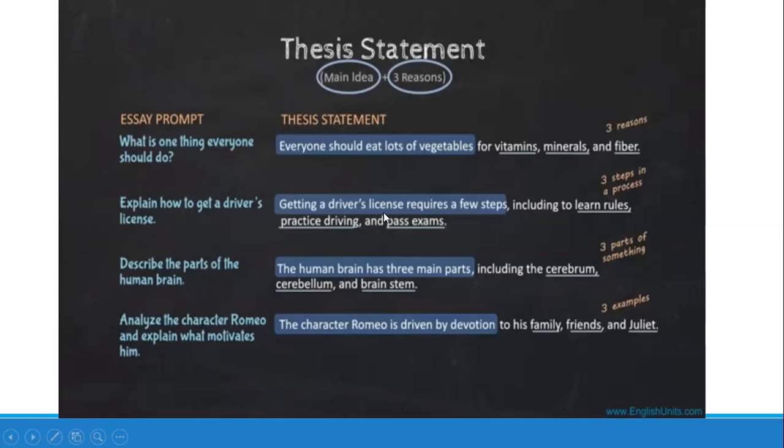Getting a driver's license requires a few steps, including learning rules, practicing driving, and passing exams. There are three steps. It is a three-step process. This is a thesis statement.